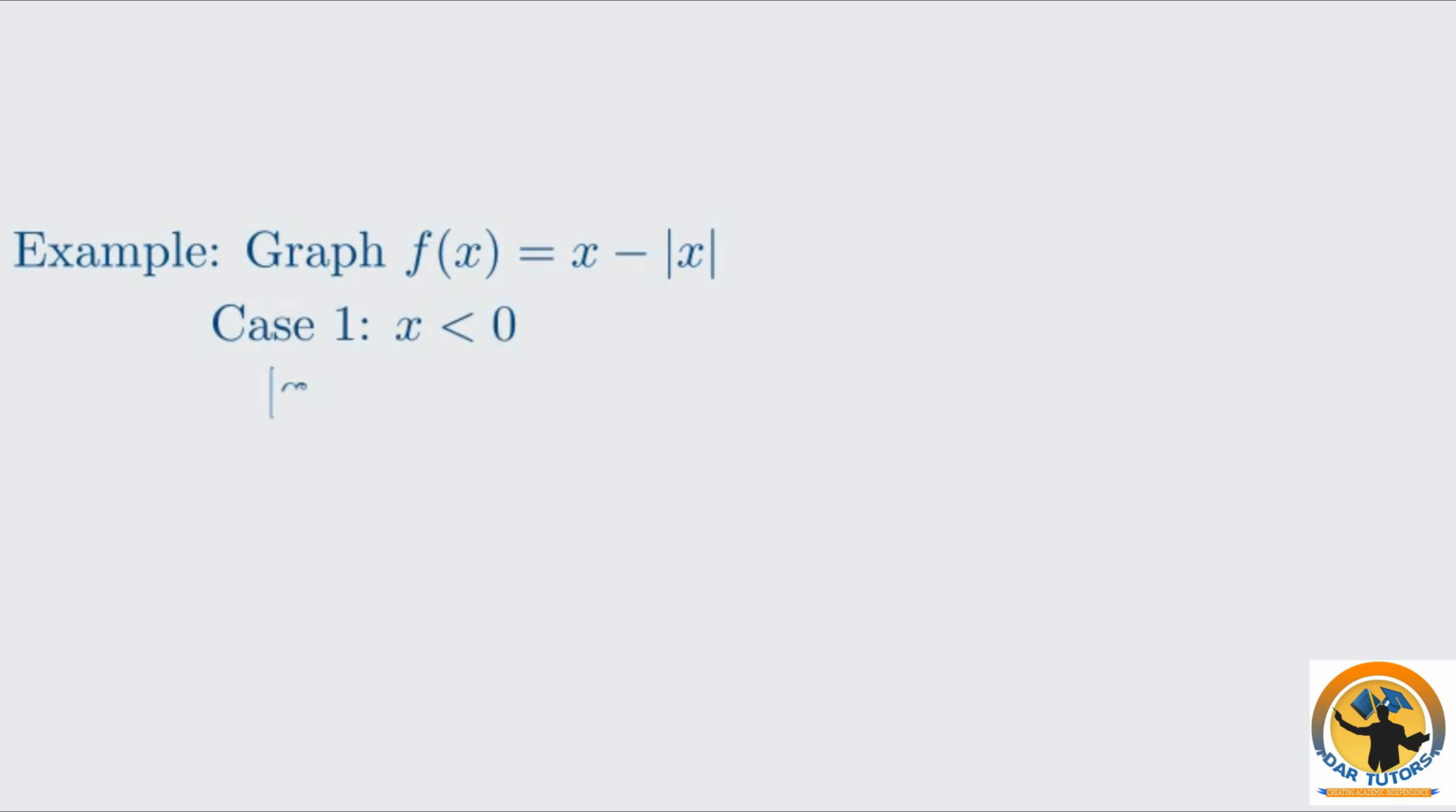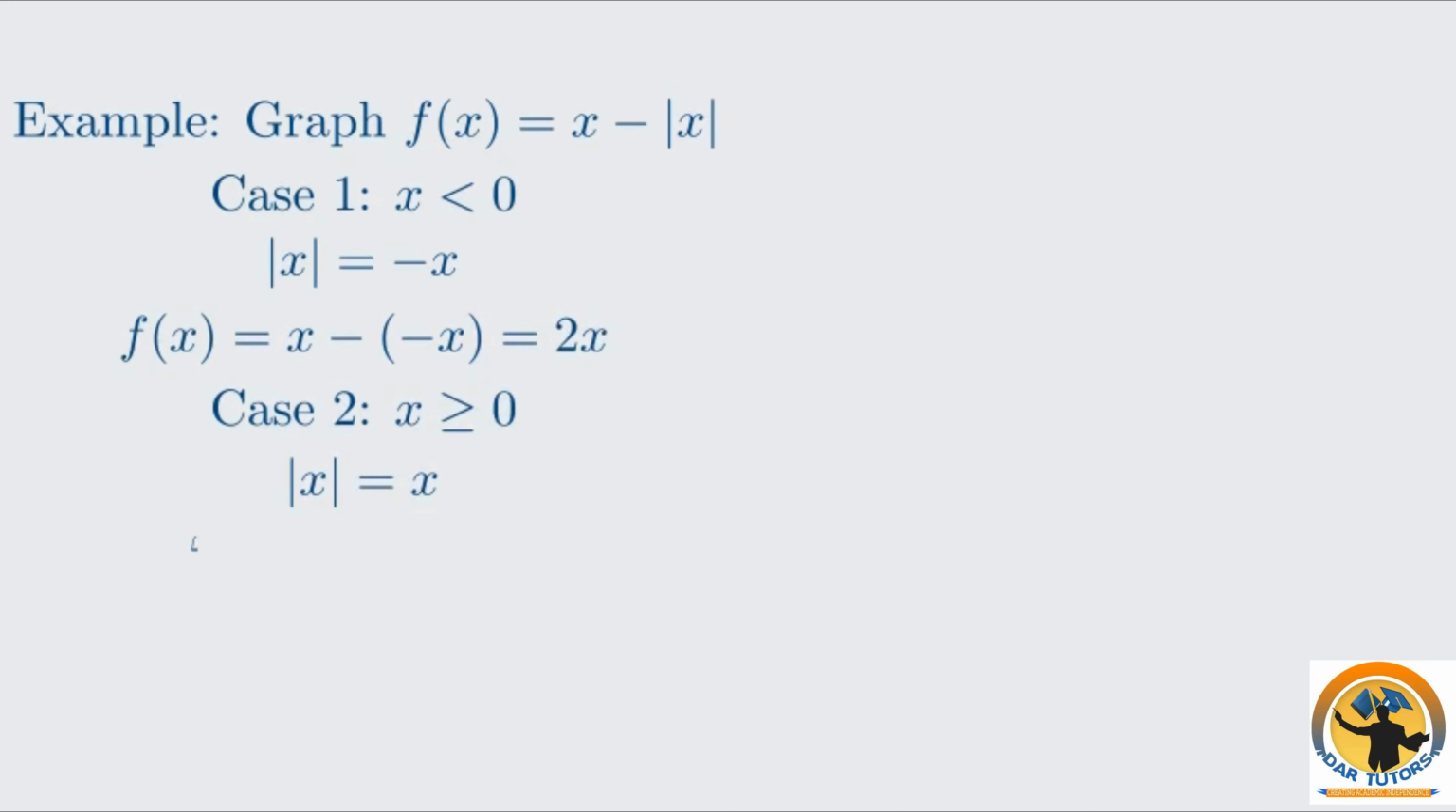First, consider the case where x is less than 0. In this case, the modulus of x is -x. So, f of x becomes x minus -x, which simplifies to 2x. Next, consider the case where x is greater than or equal to 0. Here, the modulus of x is just x, so f of x becomes x minus x, which is 0.